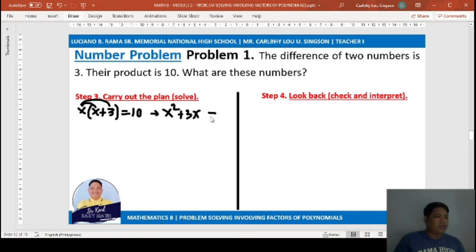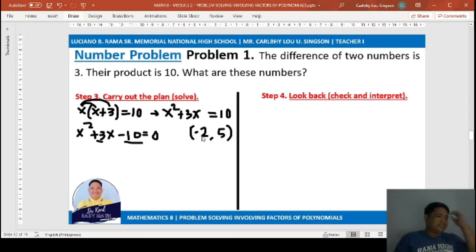And now after distributing it, we will try to equate the equation to 0. And so it becomes x squared plus 3x. The 10 here, we transpose this one, that becomes negative. So minus 10 is equal to 0. All right? Now, x squared plus 3x minus 10, this is an example of general trinomial. Okay, so we try to find the factors of negative 10, in which, if we add them, they will give us a positive 3. So we could have negative 2 and positive 5, right?